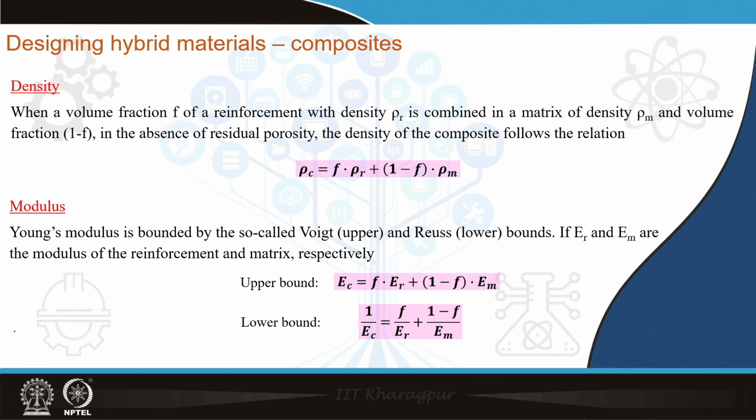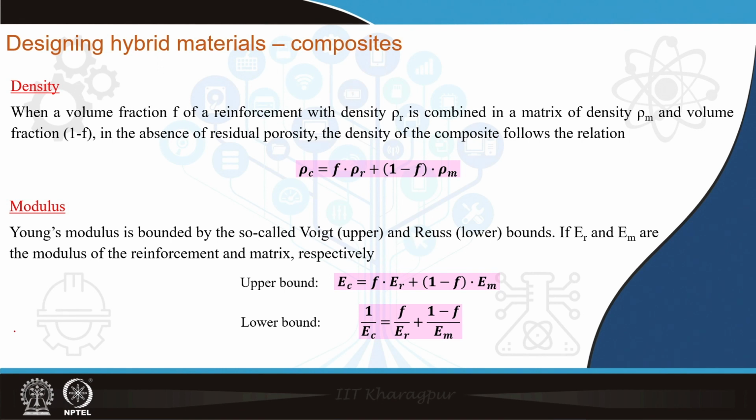In terms of modulus, Young's modulus is bounded by, as I already mentioned, the so-called upper bound and the lower bound. The upper bound is also called the Voigt bound and the lower bound is also called the Reuss bound, named after the proposers of these equations. Now, if we again assume that E_r is the composite material's reinforcement Young's modulus and E_m is the matrix Young's modulus, then the upper bound and the lower bound are given by the respective equations shown on this slide.